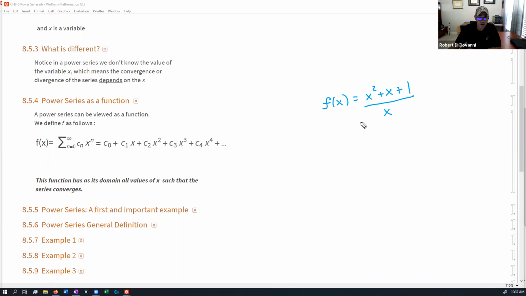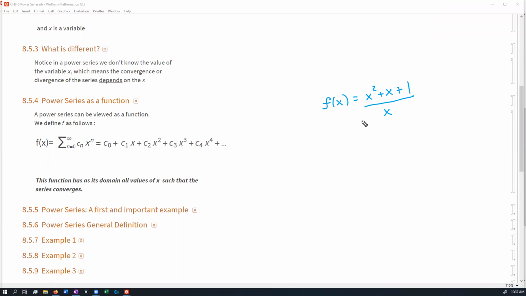If I ask you to plug 0 into this, what would you tell me? Undefined. It's undefined, right? You would tell me you can't plug in 0 because 0 is not in the domain, right? That's what you would tell me. So I can't plug in 0. 0 is not in the domain of this function. You can plug in everything but 0.